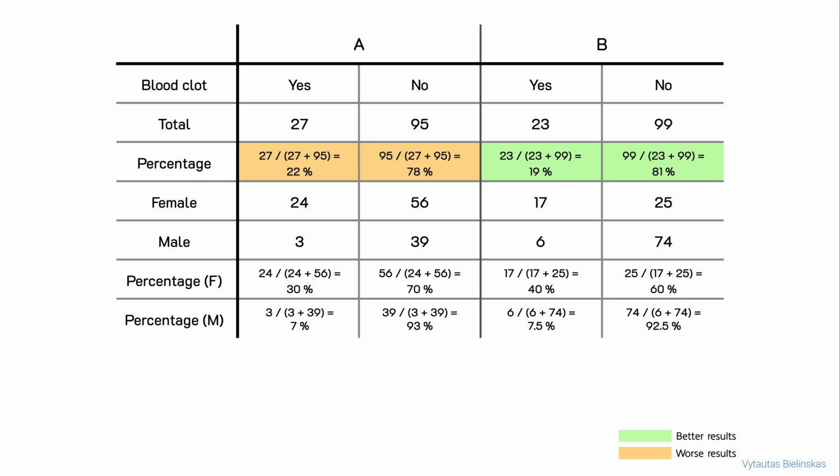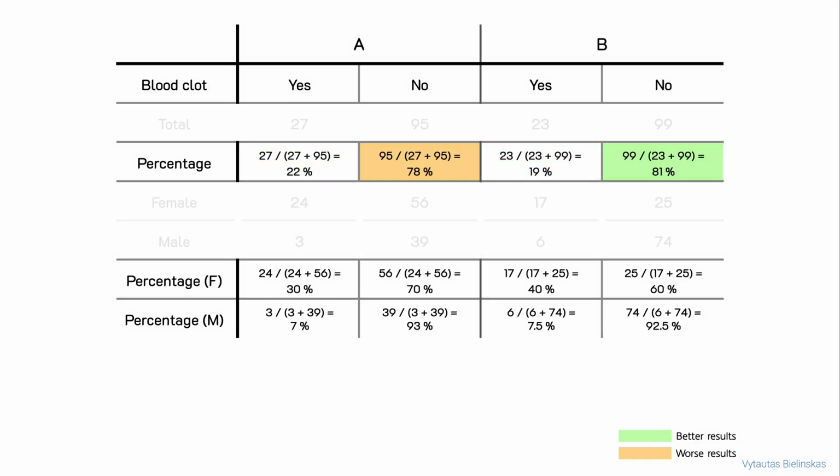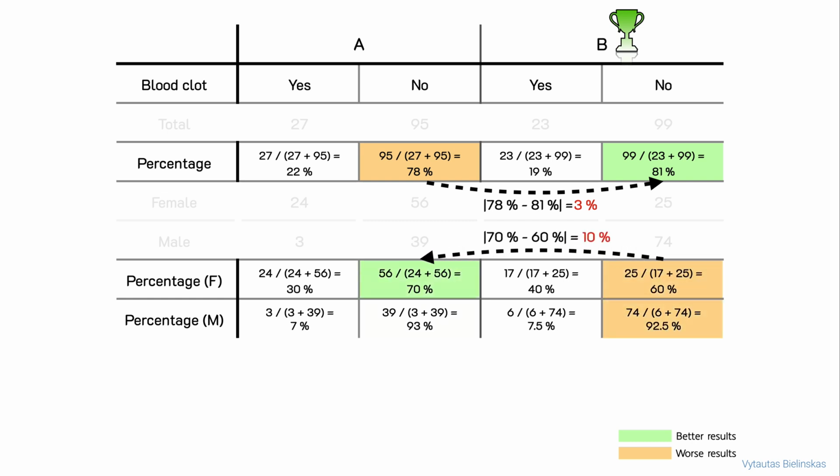Mathematically, everything looks fine, but something strange happened here. Let's come back to our initial calculation by total. Here, the numbers show that drug B is preferable for all patients. The difference is 3% and drug B wins here. But it seems that drug A works better for females with a 10% difference and males with a 0.5% difference.